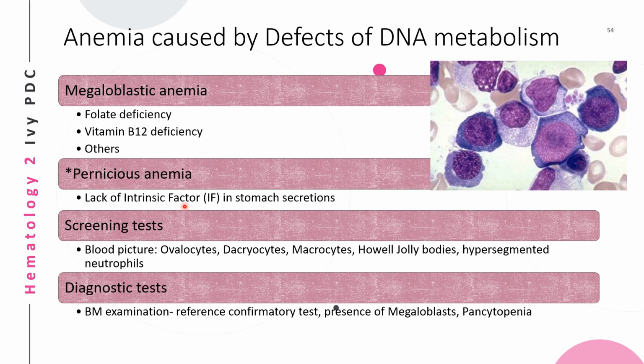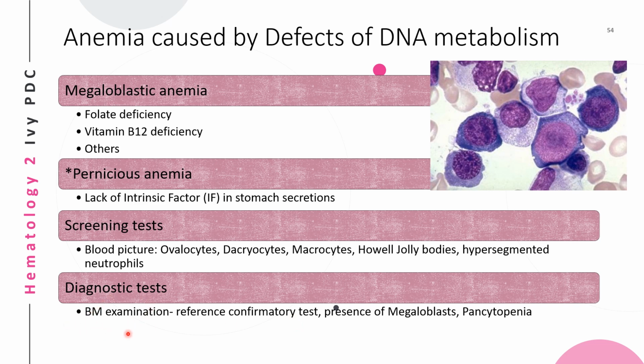There are two types of tests that can identify megaloblastic anemia. We have the screening tests and the diagnostic tests. For the screening tests, a peripheral blood smear is reviewed and the following should be seen: ovalocytes, schistocytes, macrocytes, Howell-Jolly bodies, and hypersegmented neutrophils. For the diagnostic or confirmatory test, we have the bone marrow examination, which is the reference confirmatory test. But nowadays, there are other modern tests used to identify these types of disorders.